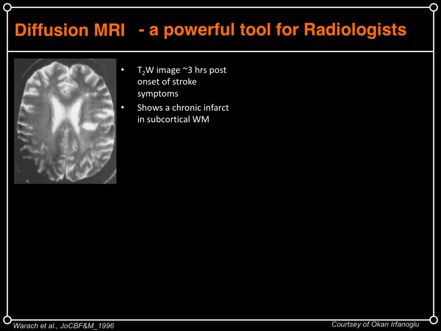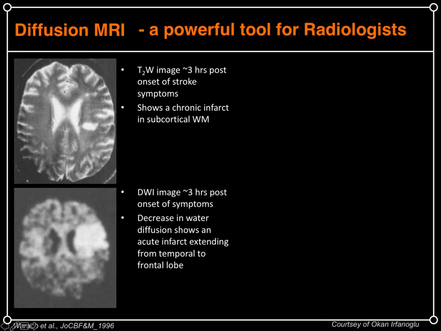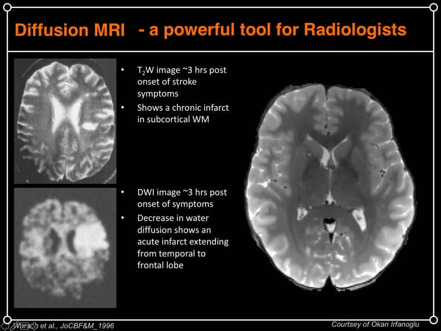Diffusion MRI is quite different, and it has certain strengths that other MRI methods don't have. So here is a standard T2 weighted image, taken 3 hours post onset of a stroke. And what you see here is a chronic infarct in the subcortical white matter. If you take a diffusion weighted image of the same subject in the same area, what you see is, unlike the T2 weighted image, you can see how much the infarct is extended.